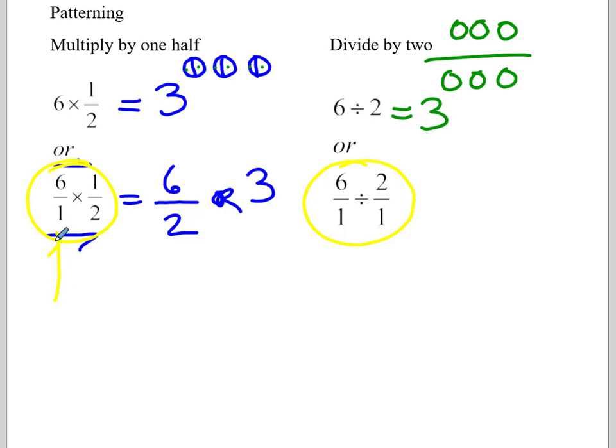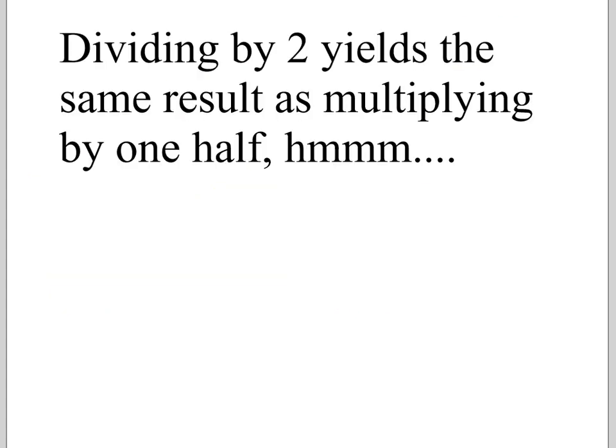Okay, so if you'll notice, the first term, 6 over 1, stayed the same. The second term, though, has the same numbers, but they've been flipped. And that's an important observation. And the other key piece is the operation is different. So one is multiplying by a half, the other is dividing by 2. So this leads to our first big connection. Dividing by 2 yields the same result as multiplying by 1/2. So dividing by 2, and I'm going to put the placeholder in there, is the same as multiplying by 1/2.